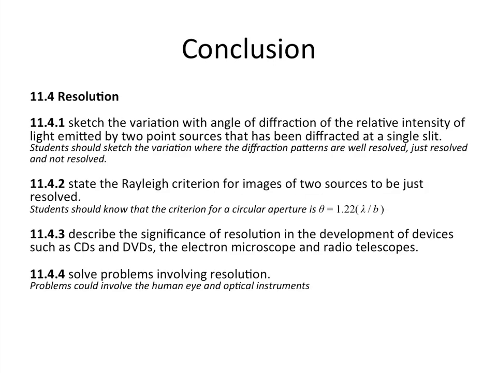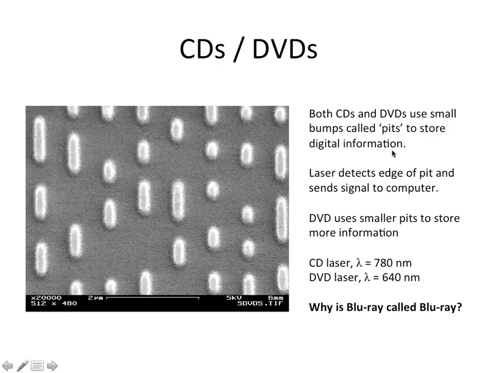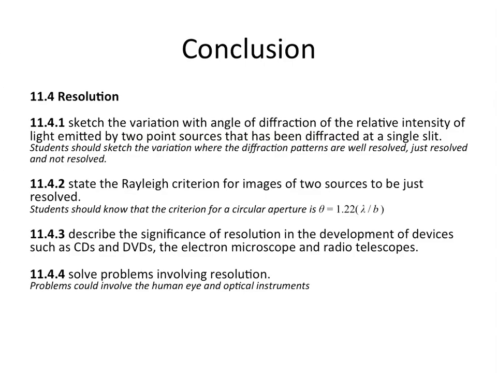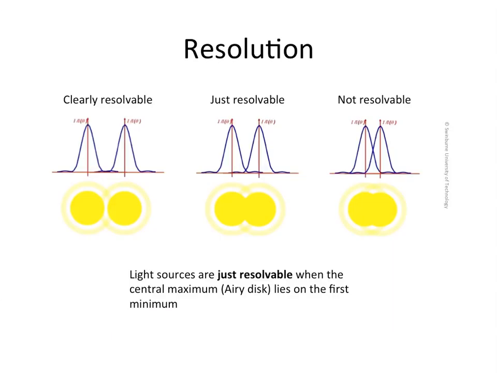So, conclusion. Sketch the variation with angle of diffraction, relative intensity, for 2 sources, diffracted and well resolved, just resolved. So that's basically these diagrams here. And state the Rayleigh criterion for the images of 2 sources to be just resolved. Again, that's this particular slide here. The Rayleigh criterion: light sources are just resolvable when the central maximum of source A lies on the first minimum of source B, on that minimum.